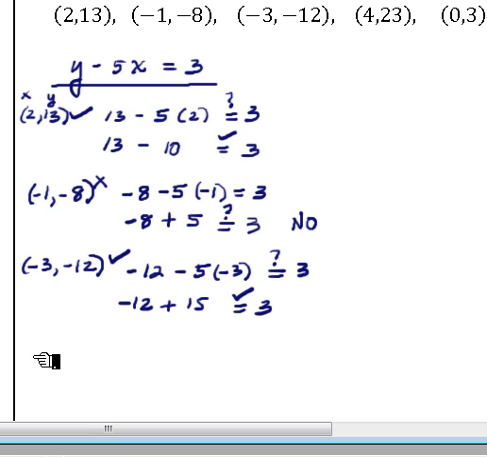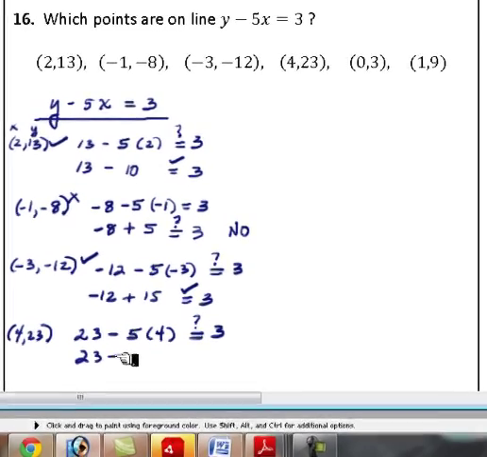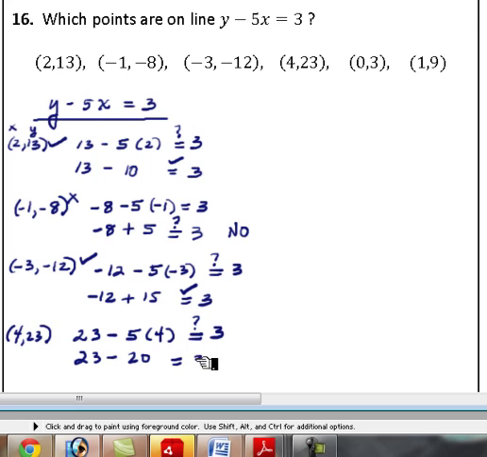Okay, let's do the next one, (4, 23). Okay, first start with y minus 5x. We'll start with 23 minus 5 times 4. Is that equal to 3? That is 23 minus 20. Yes, that's equal to 3. So this one is on the line.